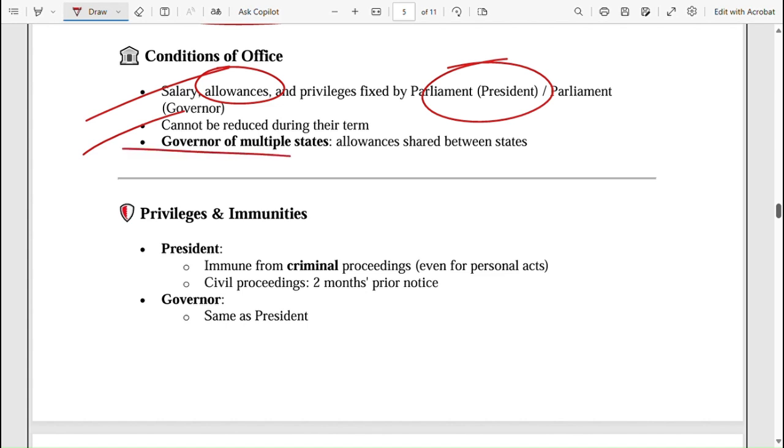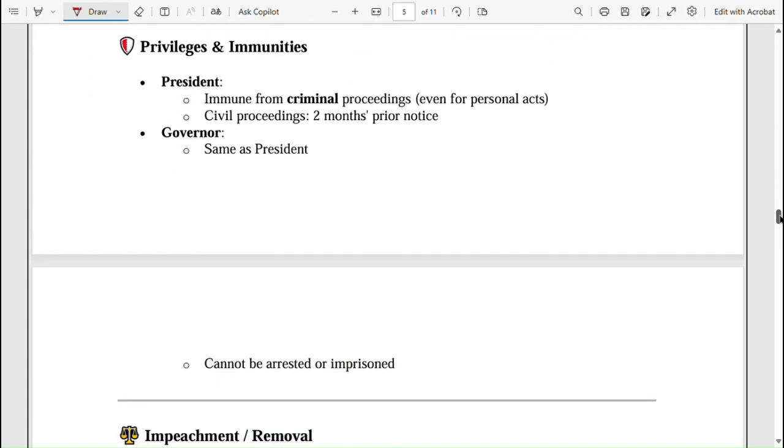And the governor of multiple states. So what happens when one governor is governor for too many states, for multiple states? So here allowances are shared between the states. And what are the privileges and immunities for the president and governor?